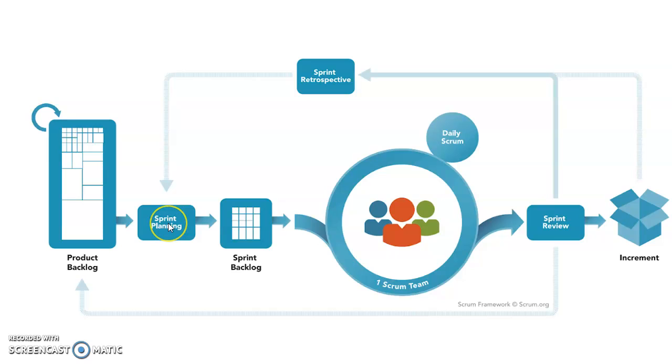The second thing is the sprint ceremony. Once we decide on the product backlog and define what our backlogs are, based on that we have sprint planning. Sprint planning is to decide what product backlog we are going to consider in a particular sprint. It comes from sprint planning, goes into the sprint backlog, and then we have a scrum team. Scrum team is defined as product owner, scrum master, and development team.